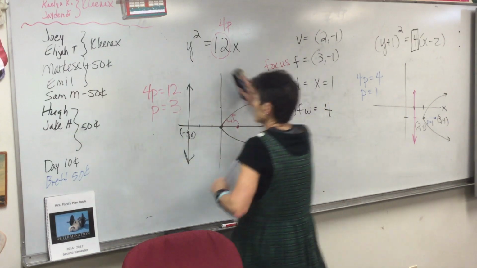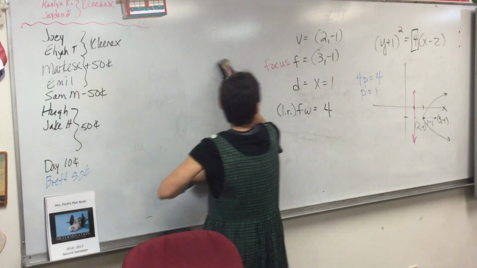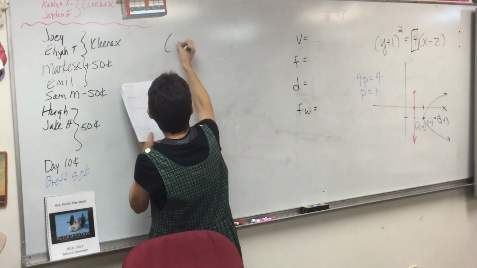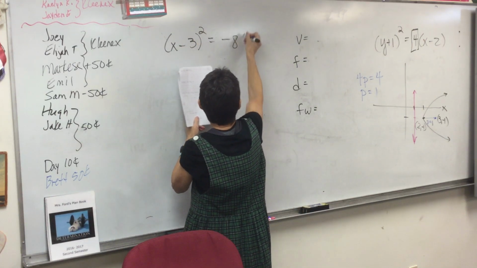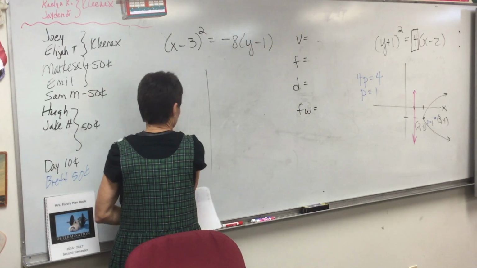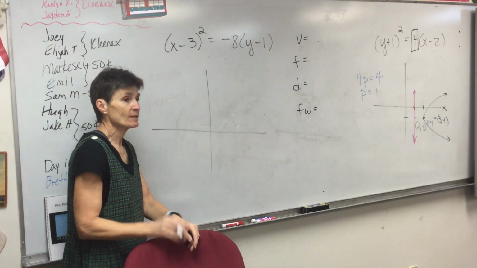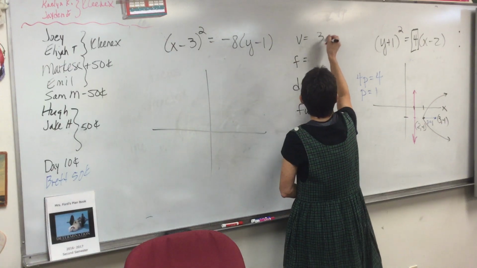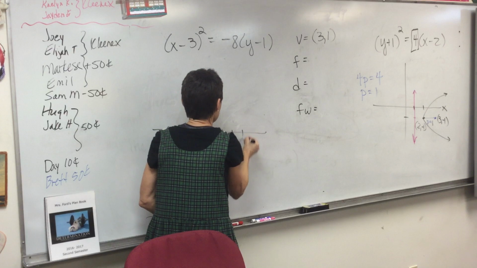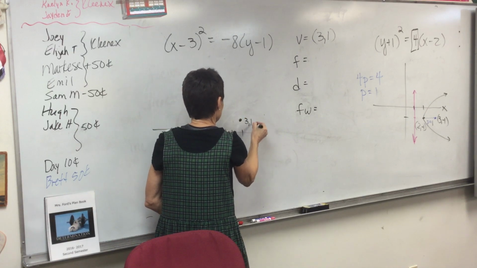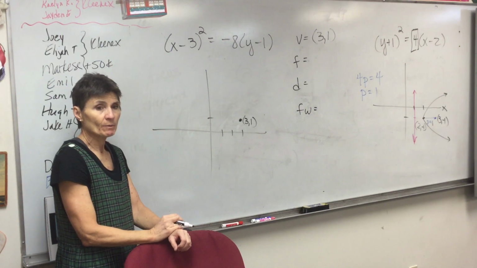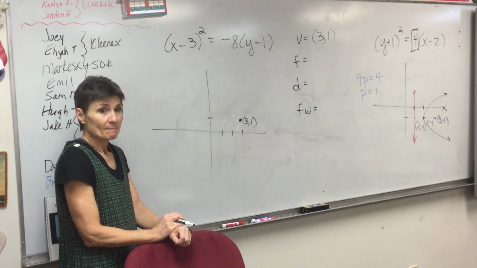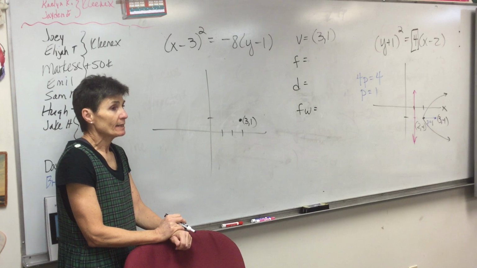All right, let's look at the next one. So here we go. Where is my vertex? Everything stems from the vertex. Where is it? 3, 1. It is at 3, 1. You are right. So 3, 1. Right there is my vertex. Everybody okay with that? Going up? No, it's going down, because it's -8. Down is right. Nick is right. It opens down.